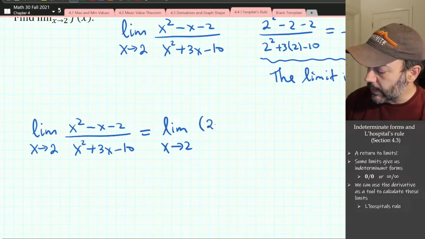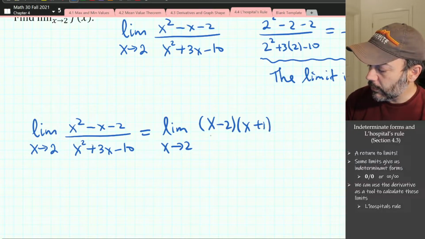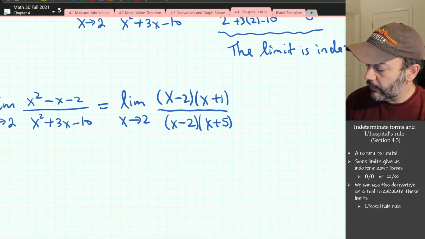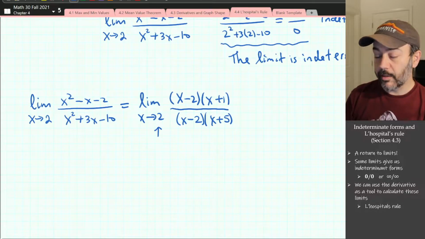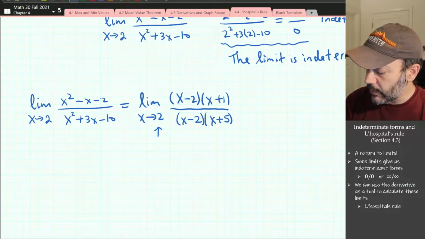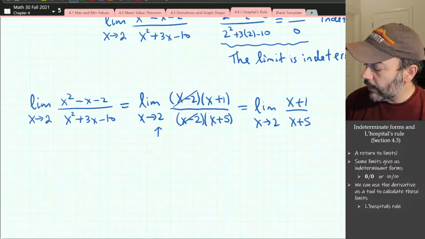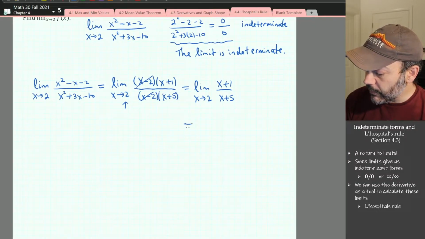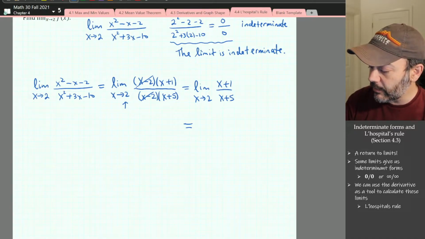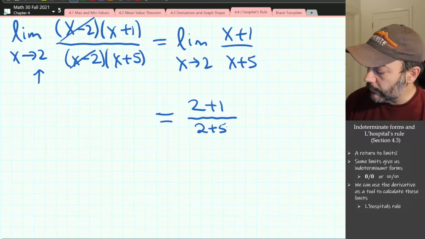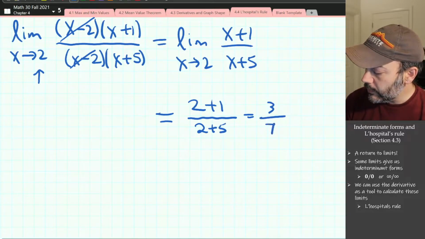You'll find that this factors as x minus 2 times x plus 1 over x minus 2 times x plus 5. Do you notice that the problem with plugging in 2 is that it causes the numerator and denominator to both be 0, but when you factor, you can cancel, and we get the limit as x approaches 2 of x plus 1 over x plus 5. Now that we've gotten rid of the problem, we can do direct substitution, and it's valid: 2 plus 1 over 2 plus 5 equals 3 over 7.